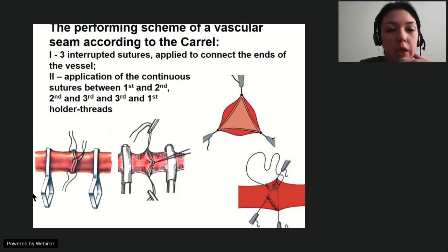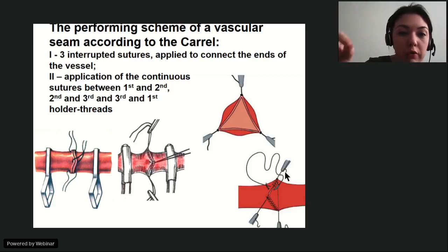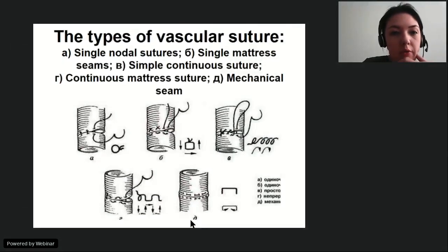First of all, we apply 3 interrupted sutures to connect the ends of the vessel. Here you can see it. Then we apply continuous suture between the first and second interrupted sutures, and second and third, and first, holding the threads. For this continuous suture, we use the ends of the threads which applied the first, second, and third interrupted sutures. So this is Carrel's method, which is still used. It satisfies all the requirements for vascular suture, and it is very good.